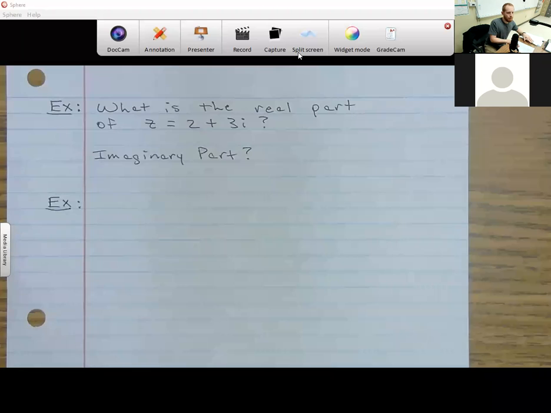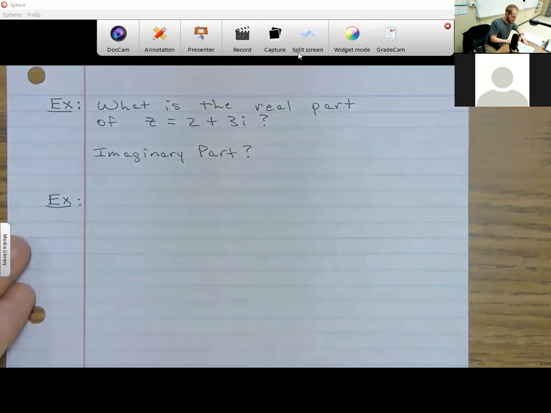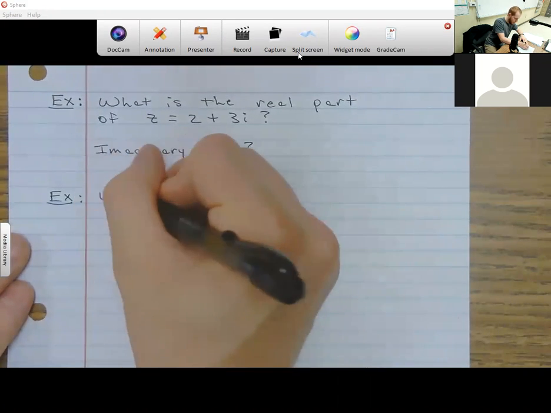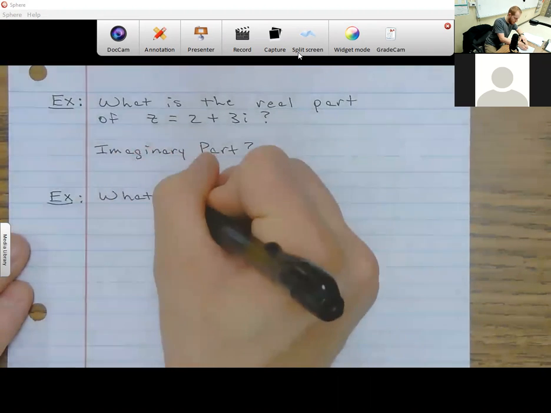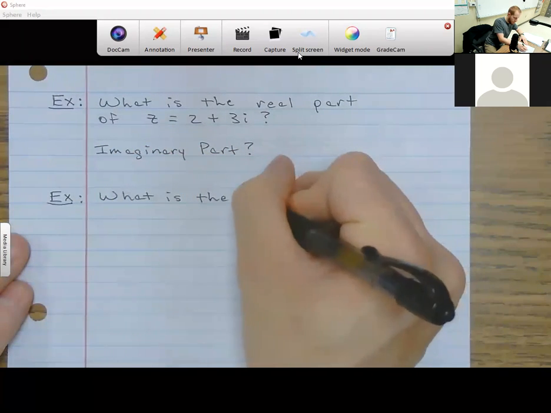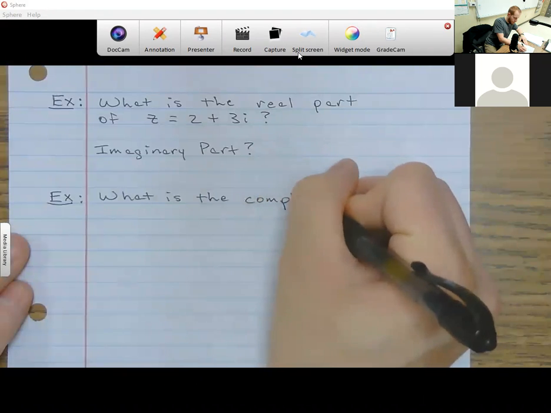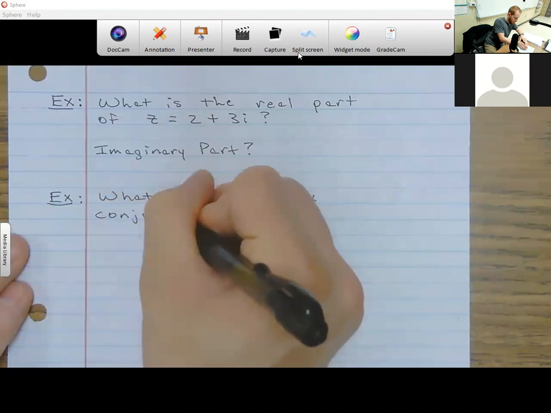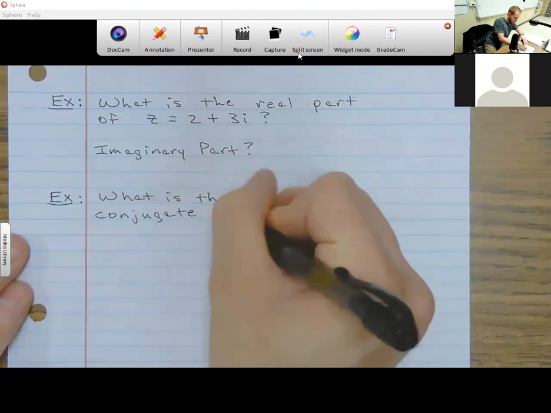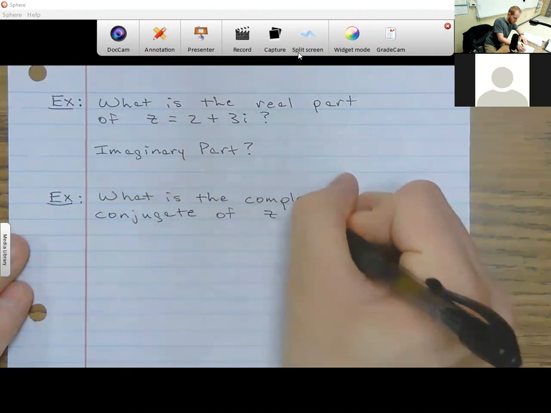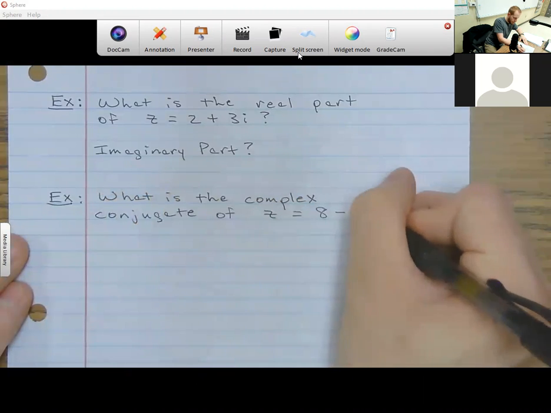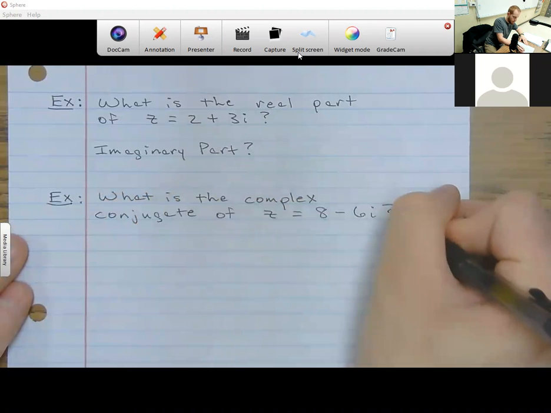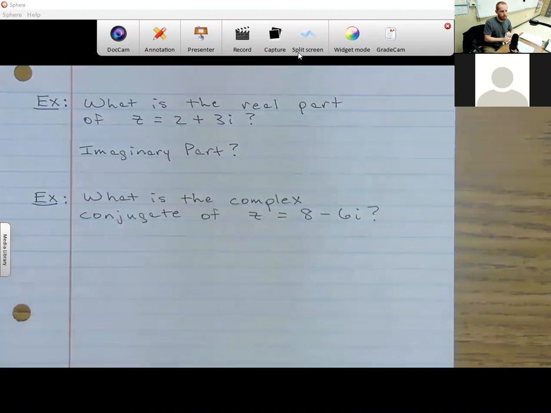Okay, so let's do a complex conjugate question. What is the complex conjugate of z equals 8 minus 6i? That'll be my next question. All right, take a minute on those and then we'll talk about them.